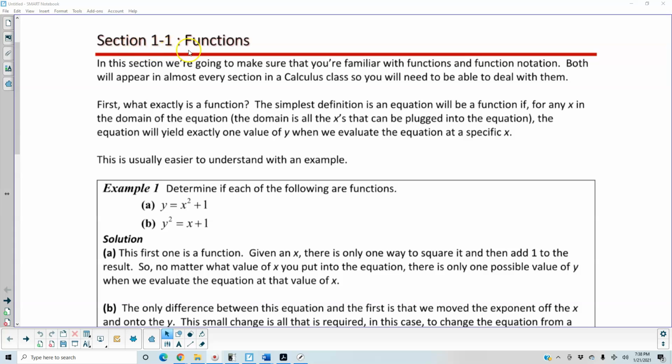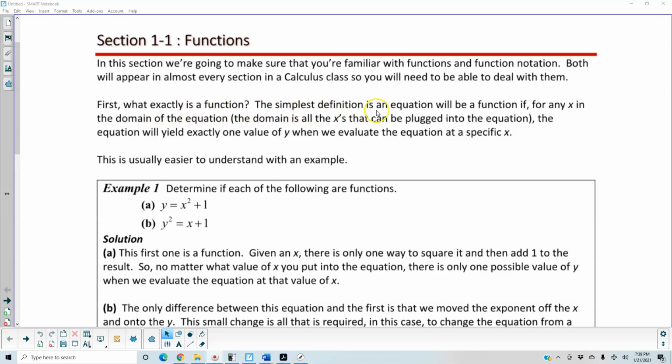Section 1.1, Functions. In this section, we're going to make sure that you're familiar with functions and function notation. Both will appear in almost every section in a calculus class, so you will need to be able to deal with them. First, what exactly is a function?